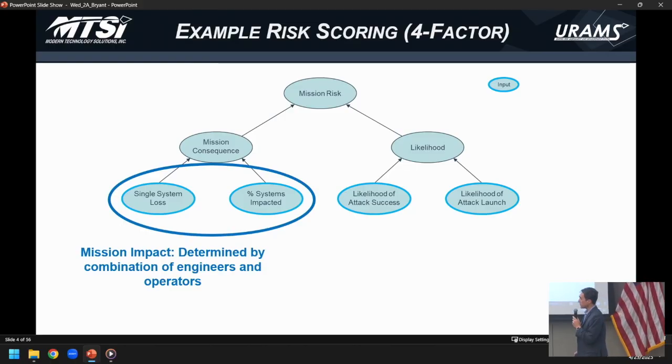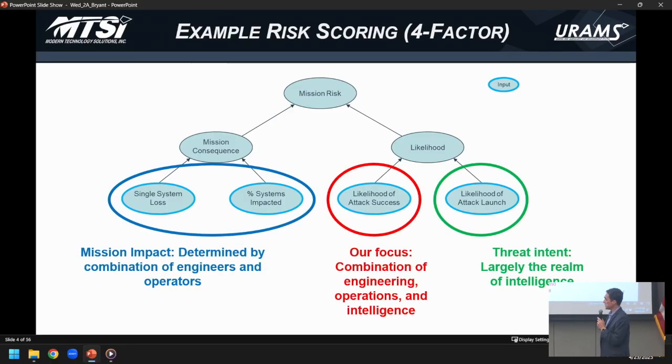But what I'm really going to focus on is that one in the middle. And so how do we answer that question? What is the likelihood that a cyber attack will be successful? Again, we're looking for a combination of engineering, operations, and intelligence, because all of those impact that answer.